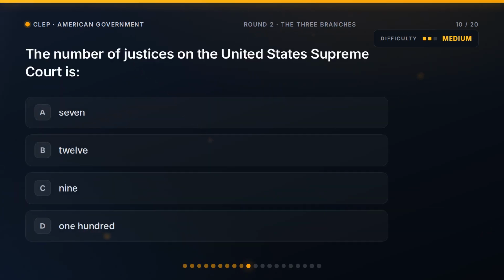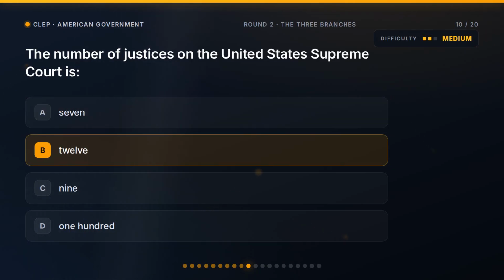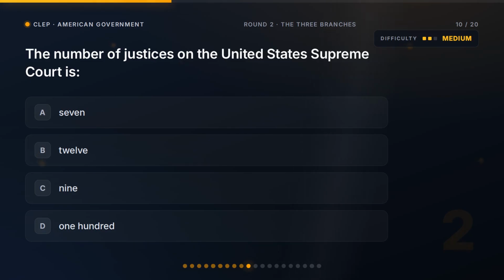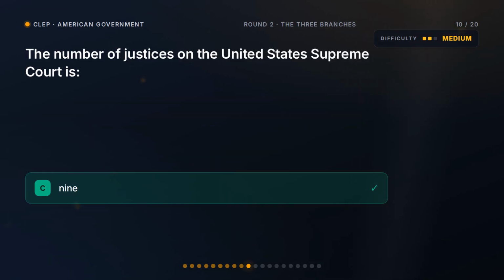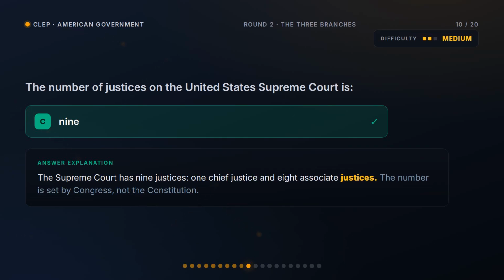Question 10. The number of justices on the United States Supreme Court is A. 7, B. 12, C. 9, D. 100. The answer is C. 9. The Supreme Court has 9 justices, 1 Chief Justice, and 8 Associate Justices. The number is set by Congress, not the Constitution.